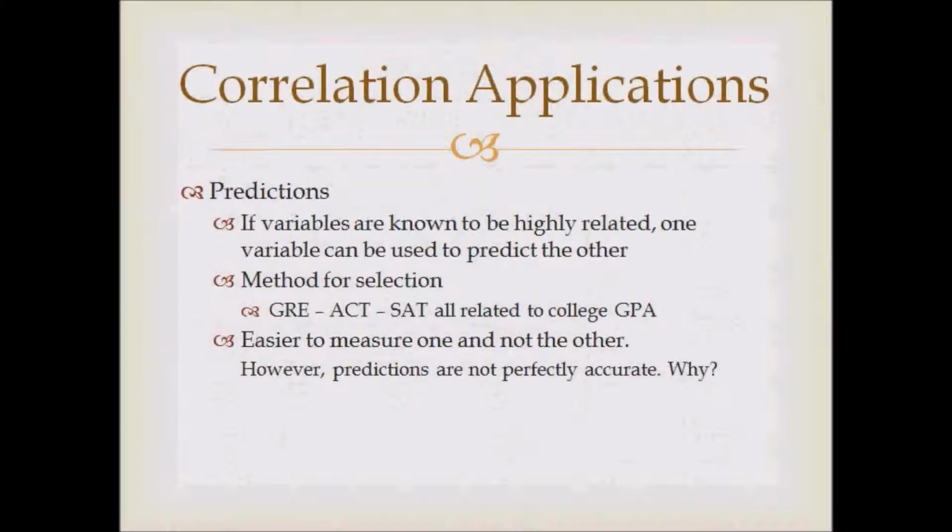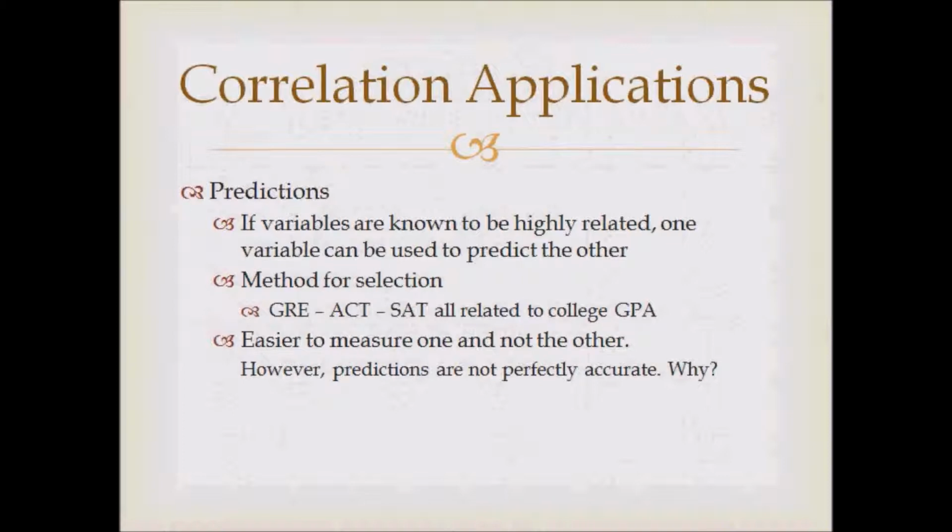Okay. There are several applications that we use in psychological research that are useful for correlation. The first is prediction. We'll talk about this when we get to regression. But if we know the relationship between two variables, then I can take your score on one variable and predict how you're going to perform on the second variable. This is used all the time in college selection. So based on your high school GPA, they can predict how your college GPA should turn out.